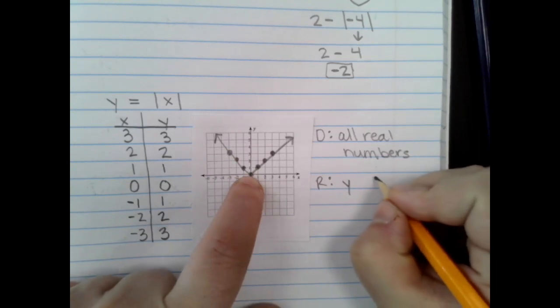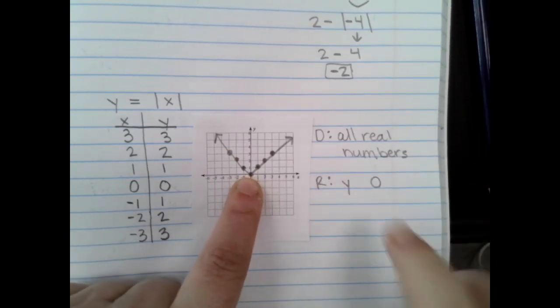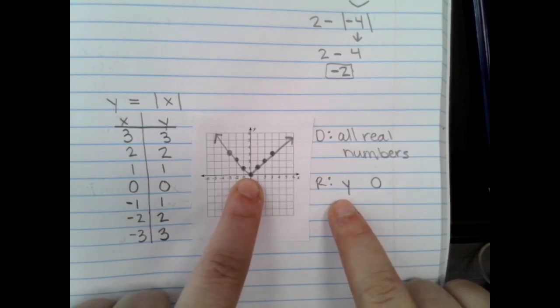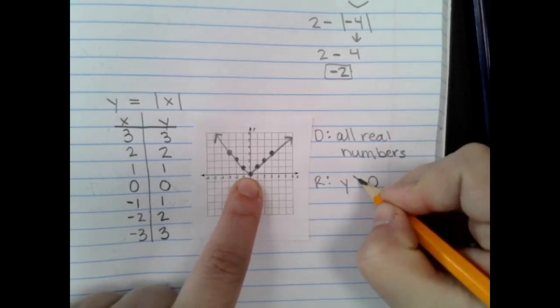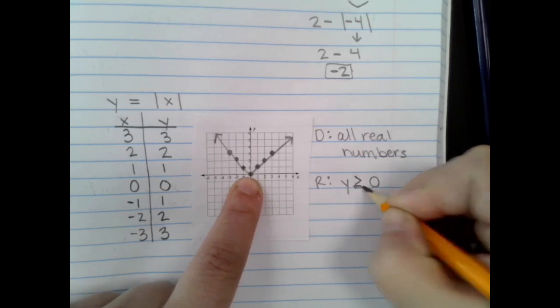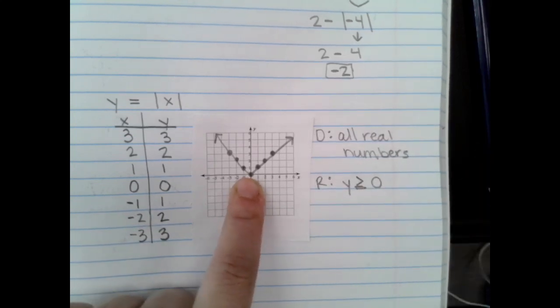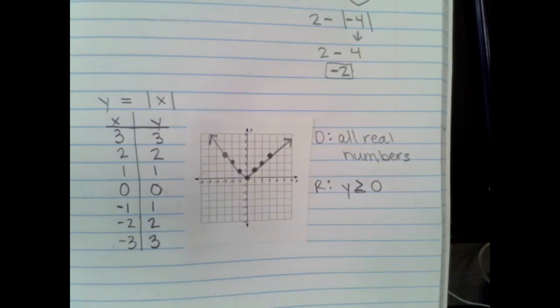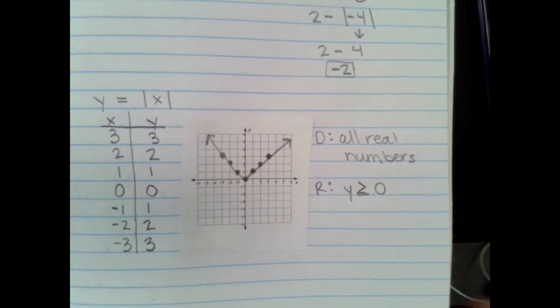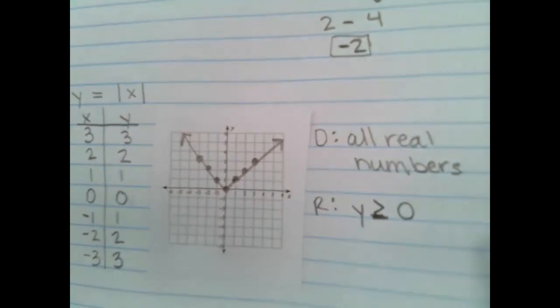0, yeah. So I'm going to compare y and 0. And do I want the y's to be above 0 or below 0? Above. It keeps going up. So I'm going to use greater than or equal to. All right, so we got a couple of things to note about this.